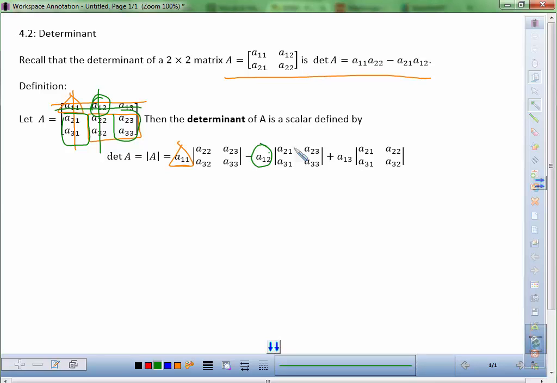Is this called Cramer's rule? No. Cramer's rule is a way to solve systems of linear equations that uses determinants. Determinants really play a big part in it, and we'll take a look at Cramer's rule later on.